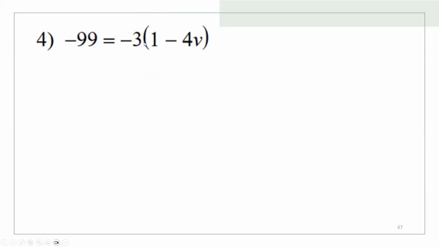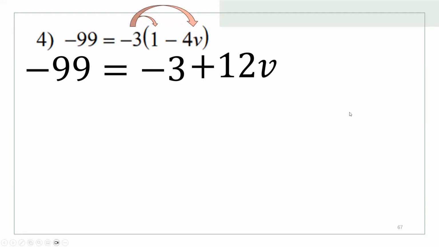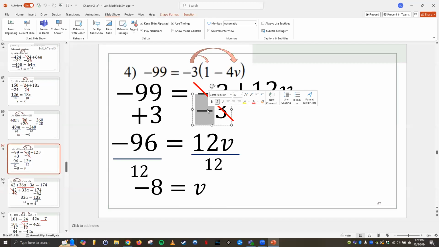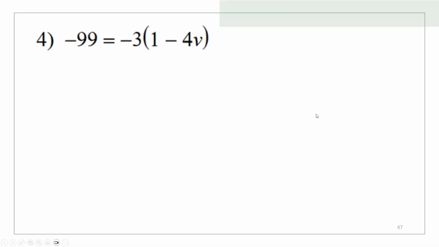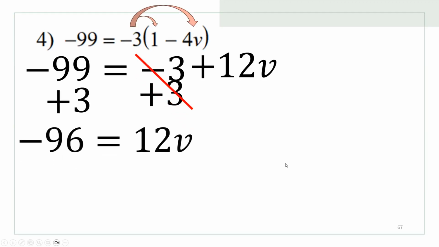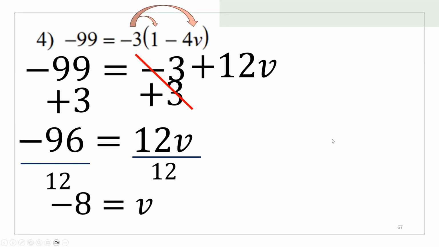Choice number 4, on that right side, we're going to distribute by -3. -3 times 1 is -3. -3 times -4 is a positive 12, so positive 12v. To get rid of the -3 on that right side, we're going to add 3 to both sides. Oh, that's a typo. Hold on, let me fix that. Okay. You guys saw that fixed live. We add 3 to both sides, so we get -96. And then we divide both sides by 12, and we end up with -8 equals v.